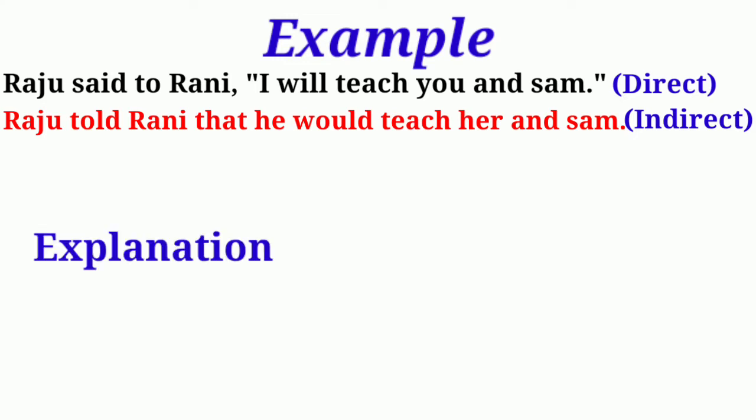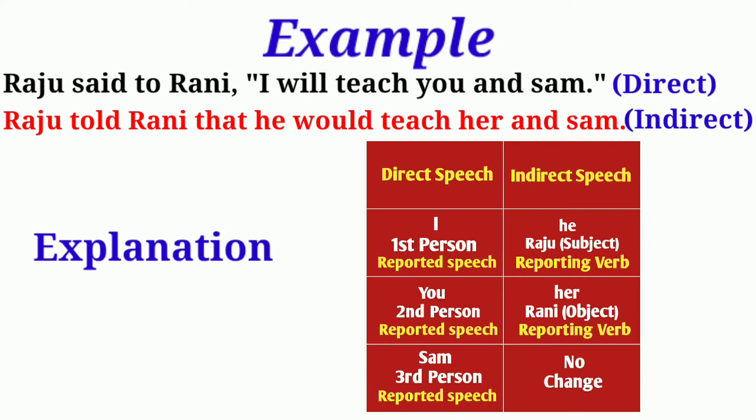Let's have the explanation of change of narration. In the direct speech, we had I, that is first person, and it is changed into he for Raju, that is subject of reporting verb. And next we had you in the reported speech, and this is second person, and it has been changed into her for Rani, that is object. And Sam is the third person, and it is not changed. Thus, we can understand what is the rule of 1, 2, 3 SON. First person according to subject, second person according to object, and third person no change.